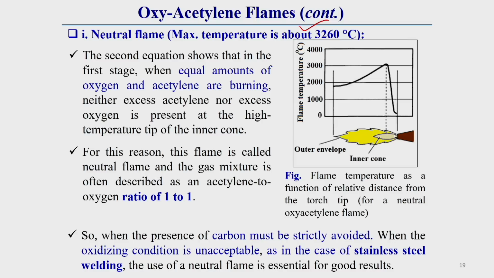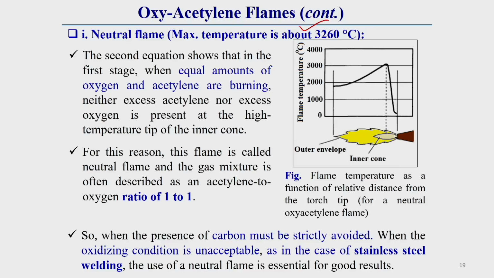So it has a maximum temperature of around 3260 degrees centigrade, which is generally observed in the inner cone of the flame. In the case of a neutral flame, the acetylene feather vanishes and a bright inner cone develops. Here I am showing how the temperature varies in a neutral flame from the torch tip to the flame tip.